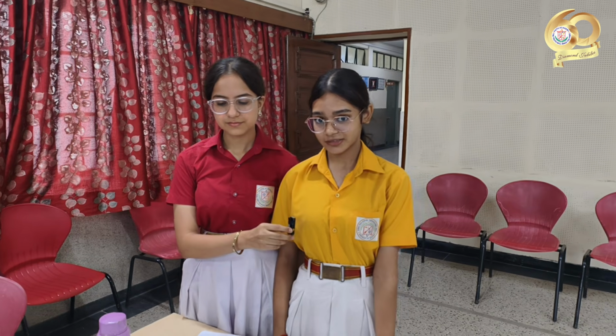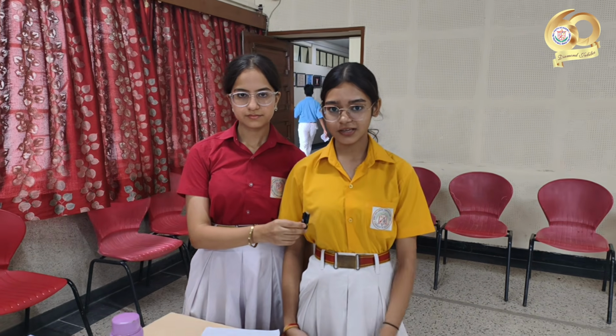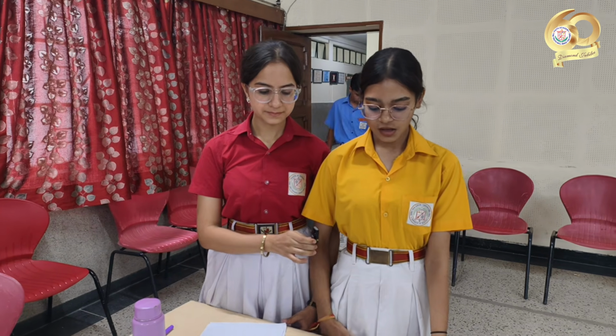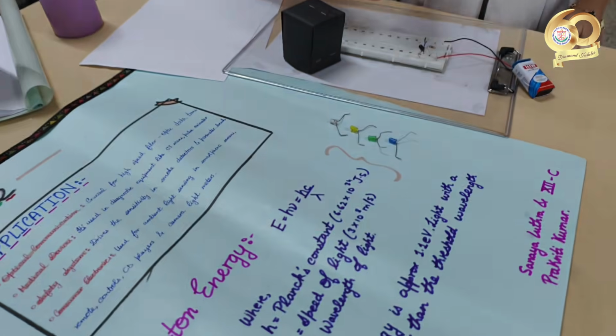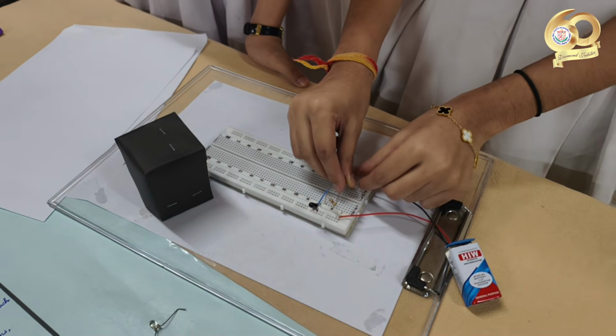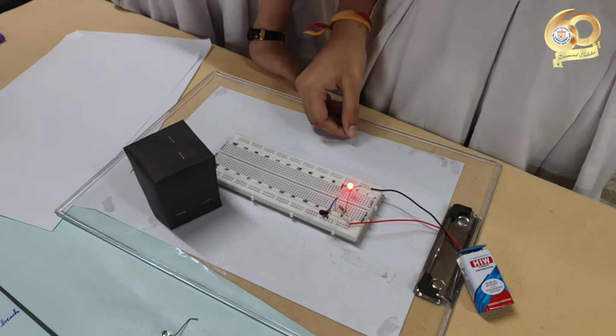Usually, LEDs convert electricity into light, but a photodiode converts light into electricity. When photons with energy higher than the silicon band gap, which is 1.11 eV, strike the metal surface, it releases electrons from the silicon band. Here you can see we have attached the LED and photodiode at a constant angle and distance.